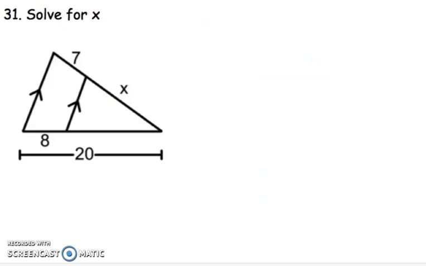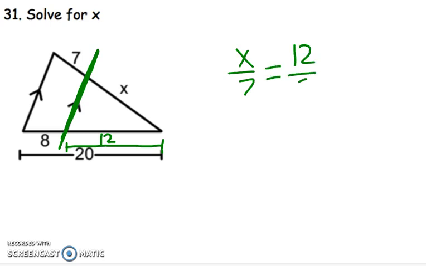For number 31, when we solve for x, we first have to find the distance from here to here. So we're going to take the 20, subtract 8 from it. The distance of that green line is going to be 12. Now let's set up our proportion. Again, just like the other problem, I'm going to highlight that parallel line there inside this triangle, and it's going to help me set up my proportion. I'm going to cock my head to the right, and I see I'm going to have x over 7 is going to equal 12 over 8.